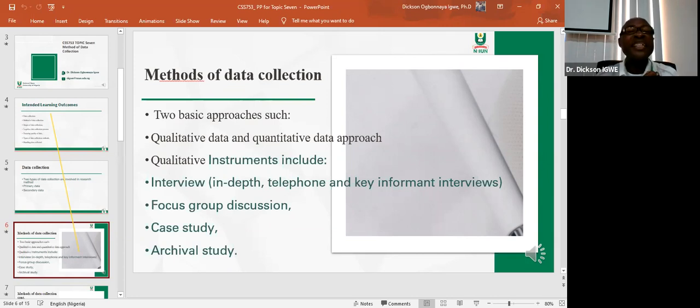So the next one is case study. Remember, all of these instruments are instruments under the qualitative data collection approach. Case study is one that takes issues concerning your issue of interest case by case.